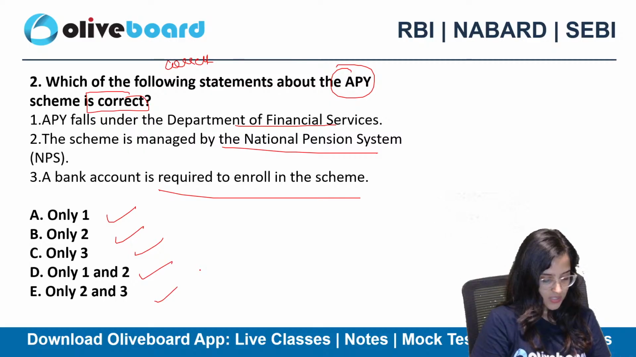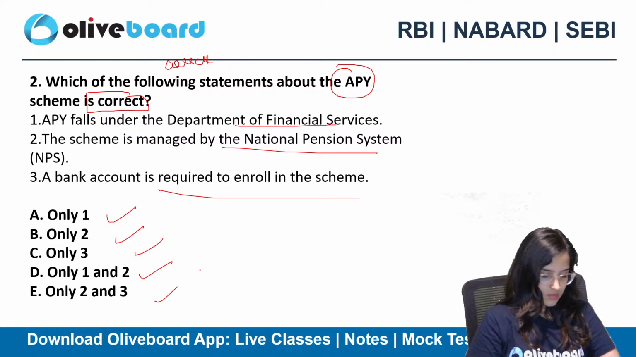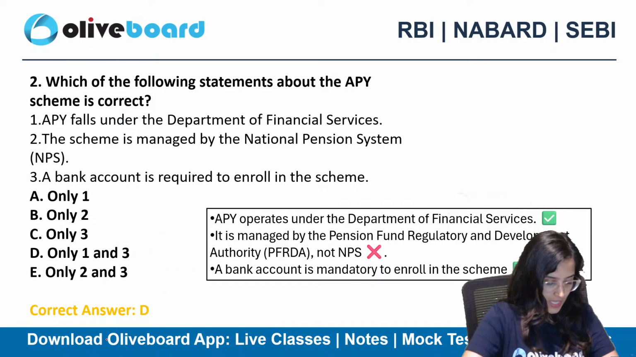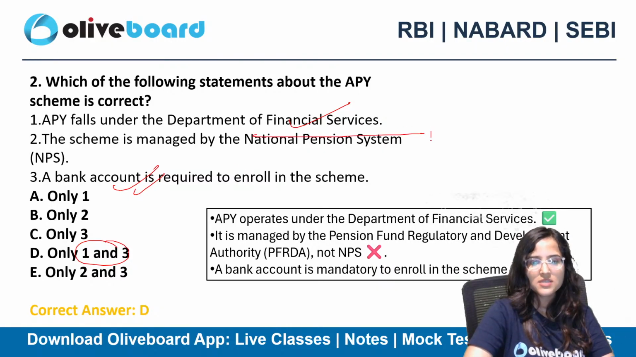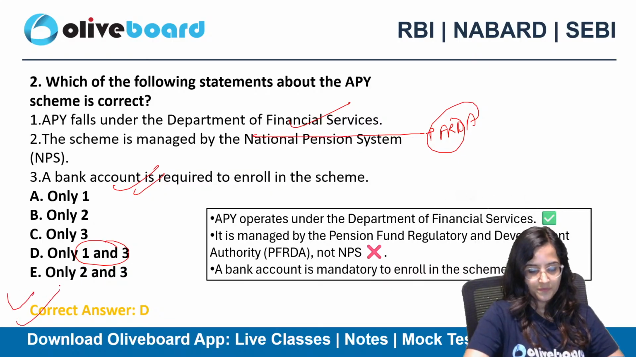Anyone else who would like to answer the question? Many students are attending the class, but not all of you are answering. If you want, you can answer. But the correct answer is D. It's not even E. It is not even C. The answer is D, only 1 and 3. So APY does operate under the Department of Financial Services. This is absolutely correct. And a bank account is definitely required. But the scheme is not managed by NPS. It is managed by PFRDA. Okay, so D is the correct answer.